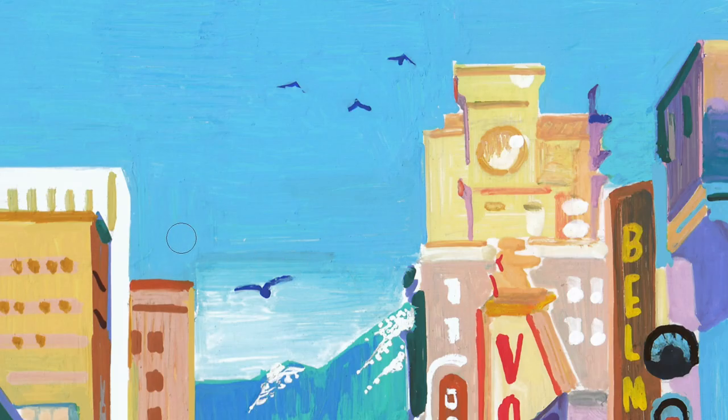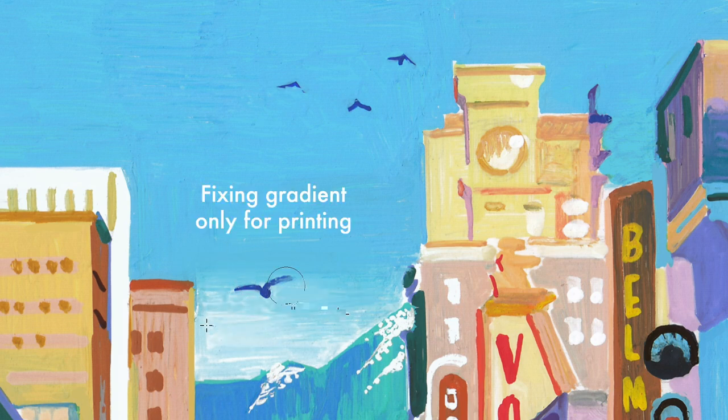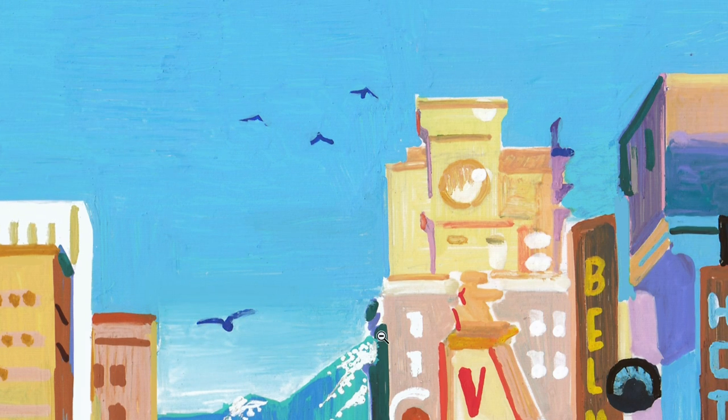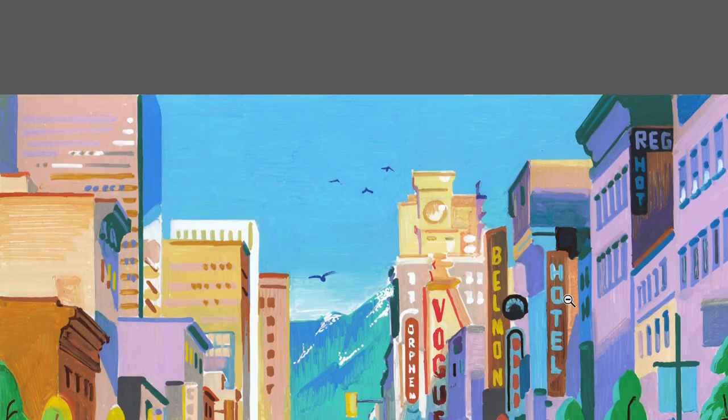So next, I'm going to fix my gradient in the sky. With acrylic markers, it's really, really hard to get a smooth gradient. So I usually do a bit of fixing in post by just using a brush and blending in that area a bit more.